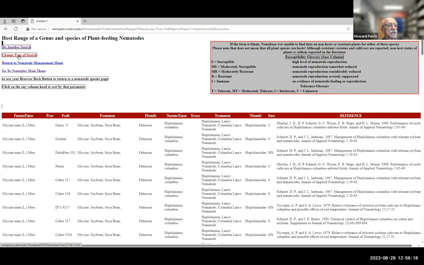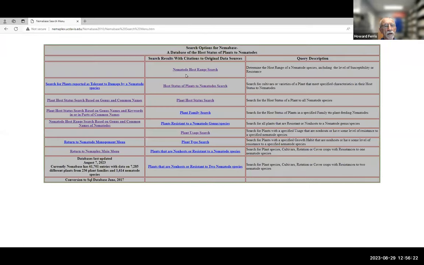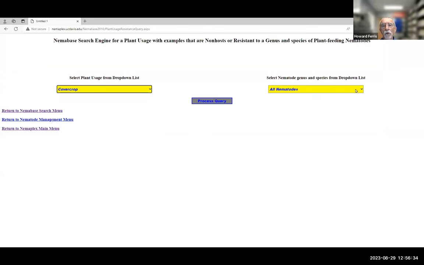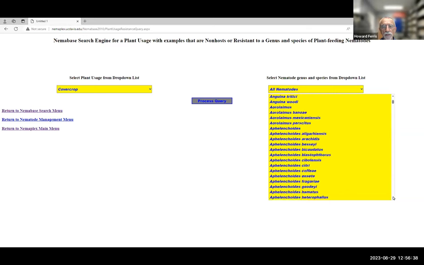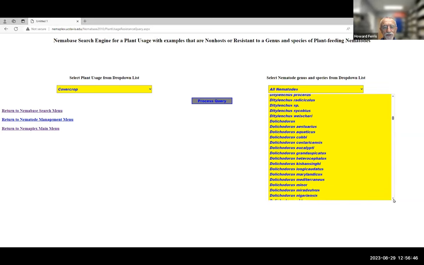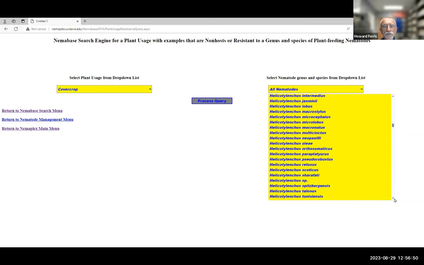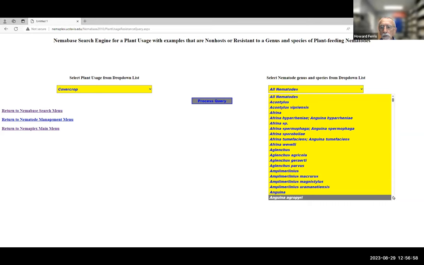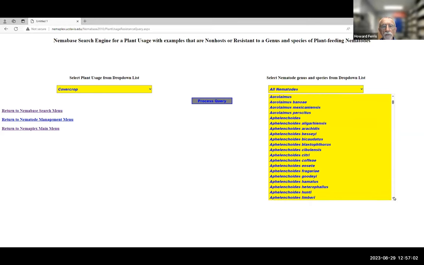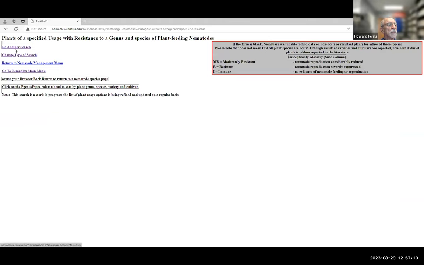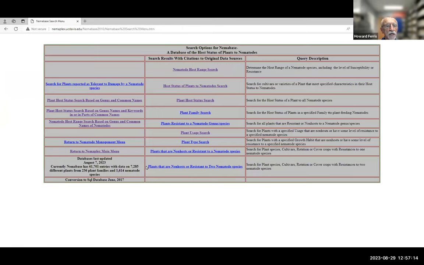Now, perhaps what I want to do is change the type of search, and maybe I'm interested in plant usage. I would like to know, for example, plants that I could use as a cover crop for Hoplolaimus columbus. There are lots of species of nematodes in here, of course. Probably wasn't all that wise of me to select Hoplolaimus columbus. Well, let me select another one. So I'll select this one. Of course, I selected one to do another search. I'm changing the type of search.